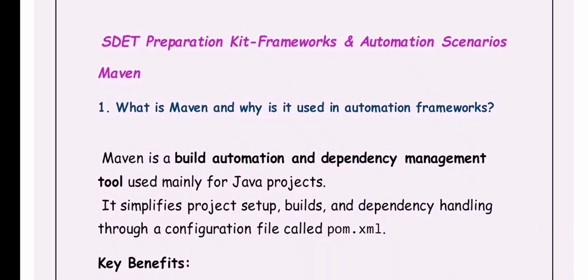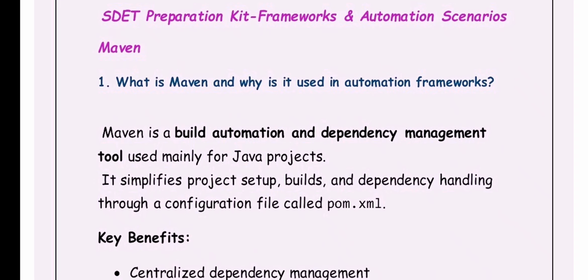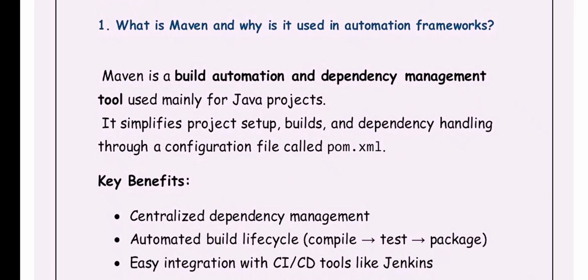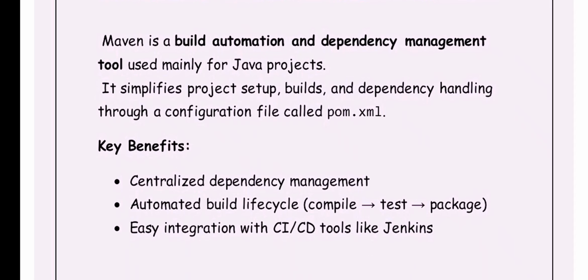So let's get started with Maven first. What is Maven and why is it used in automation frameworks? Maven is a build management tool and also a dependency management tool used mainly for Java projects. It simplifies project setup, builds, and dependency handling through a configuration file called the pom.xml file.